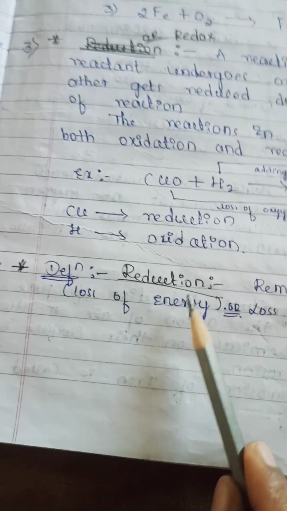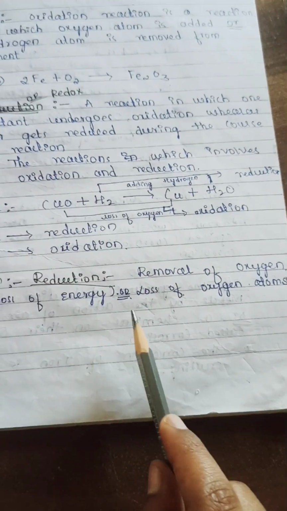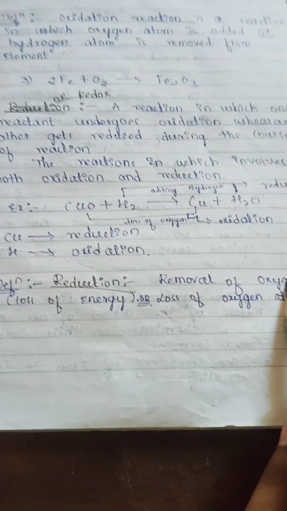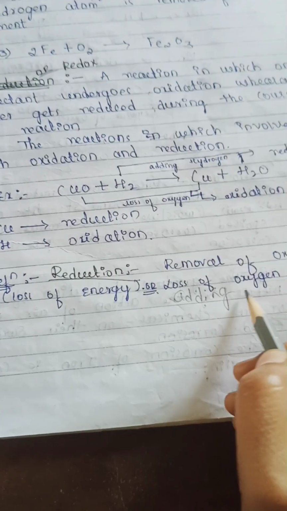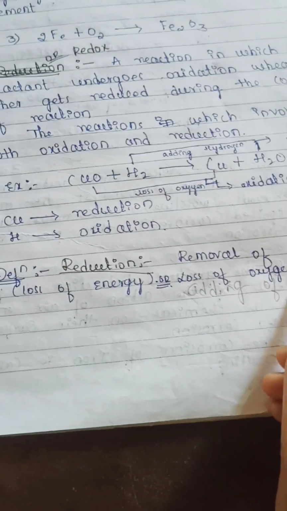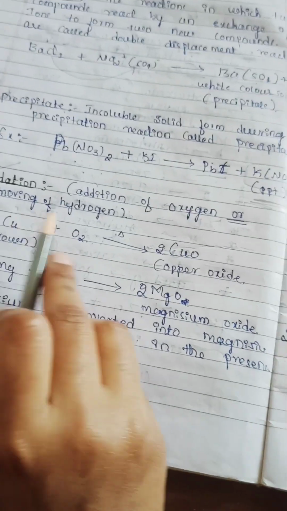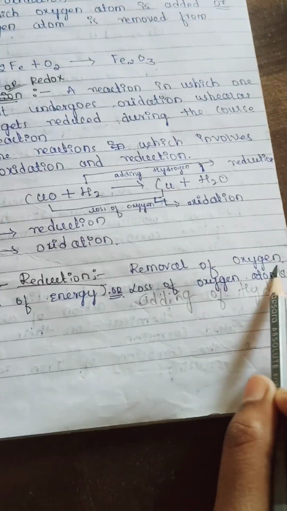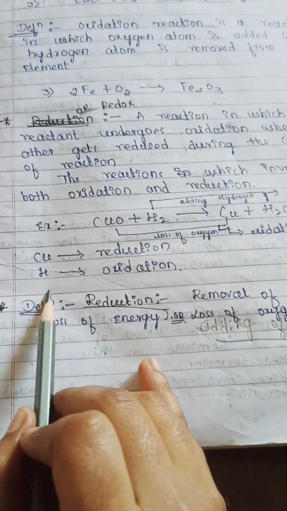See, what is reduction? Reduction means removal of oxygen or loss of oxygen, and adding of hydrogen. What does oxidation mean? Oxidation is adding of oxygen or removing of hydrogen. That is called oxidation. What is reduction? Removal of oxygen and adding of hydrogen. That is called reduction.